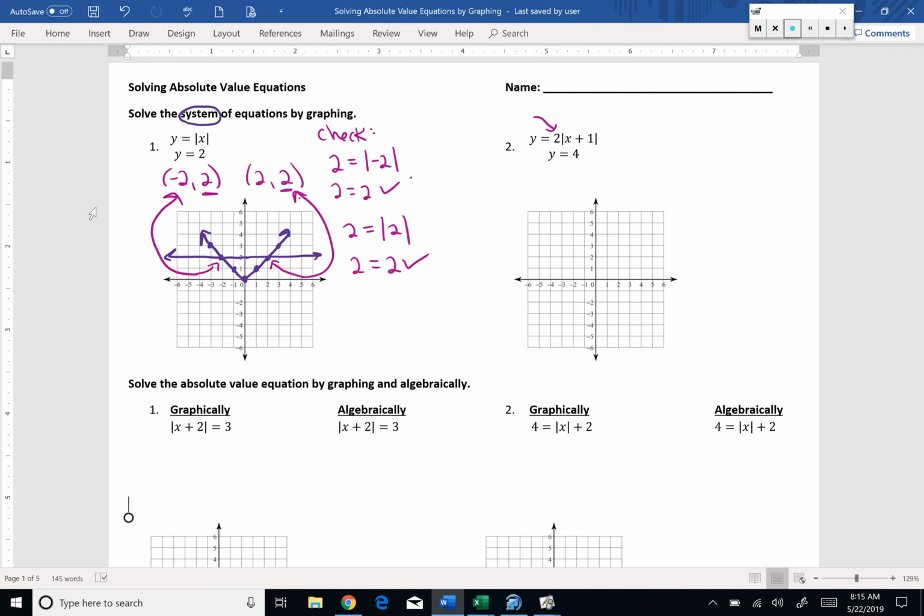So let's take a look at that 2. The 2 is in front of the absolute value bars. What are some of the things that 2 tells me about my graph? What does it tell me?